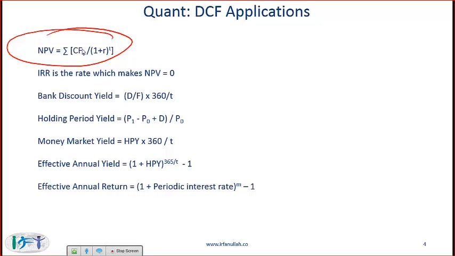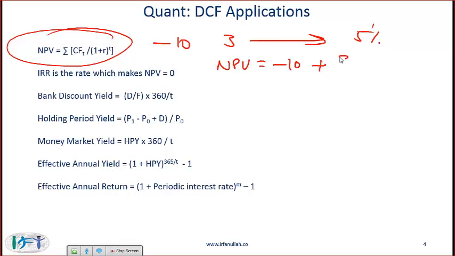If on the exam you get a question like the following: your initial investment is 10, and then you have $3 every year forever, and the discount rate is 5%. So how would you do this? If you know the intuition, the NPV is simply minus 10 plus 3 over 0.05. So if you have that intuition, then it is easy.